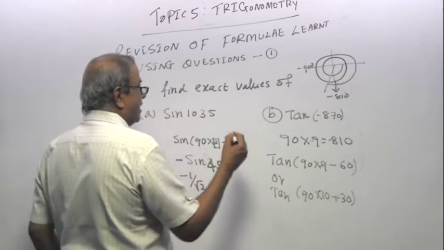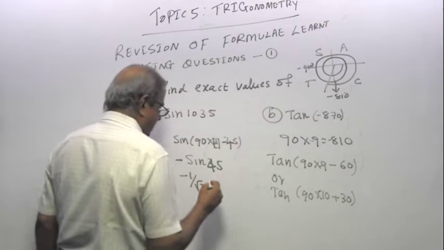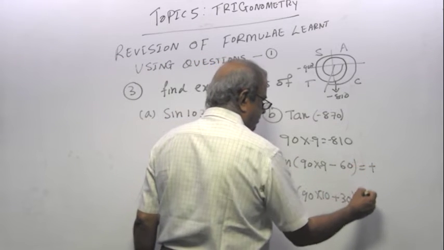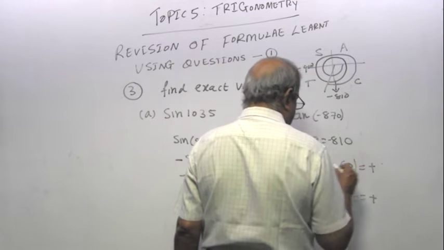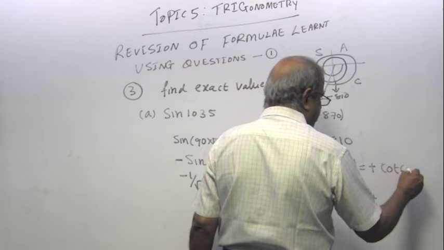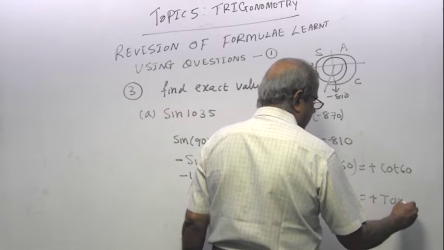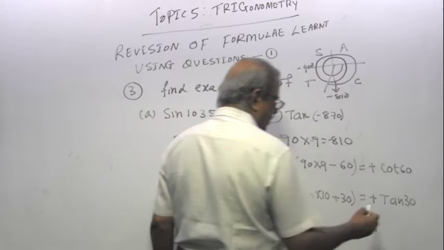In the third quadrant, A, S, T, C, tan is positive. Tan 60: 9 is an odd multiple, so tan becomes cot. 10 is an even multiple, so it remains as tan. Cot 60 or tan 30, both are 1 over root 3.